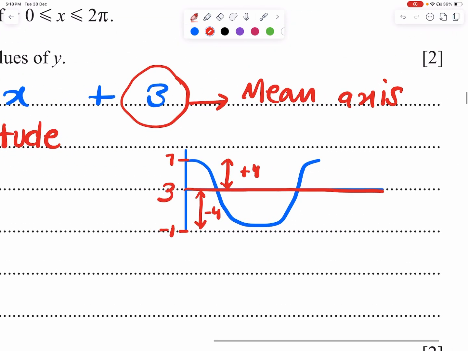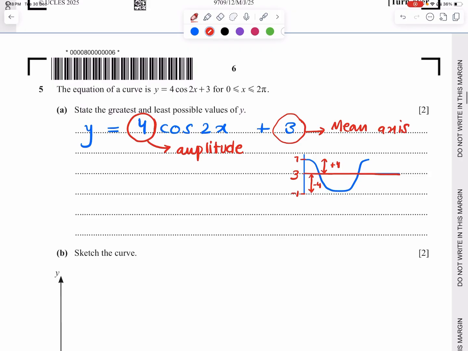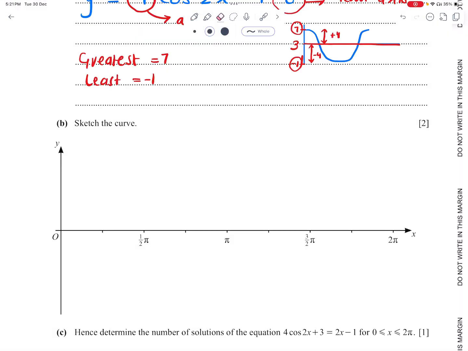What does this show us? This shows us that the greatest value is 7 and the least value is negative 1. So I'm just going to write it down over here. Greatest is 7 and the least is negative 1. I hope that makes sense. Okay, now moving on to part B, it says sketch the curve.